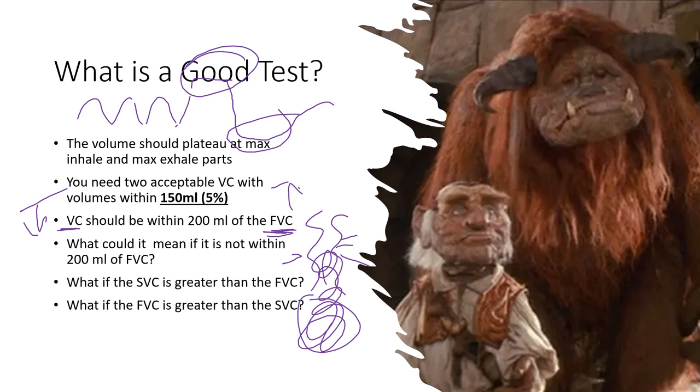So if the slow vital is greater than forced vital, that could be obstructive disease or air trapping present. If the forced vital is greater than slow vital, then their effort on the slow vital is poor and it needs to be repeated.